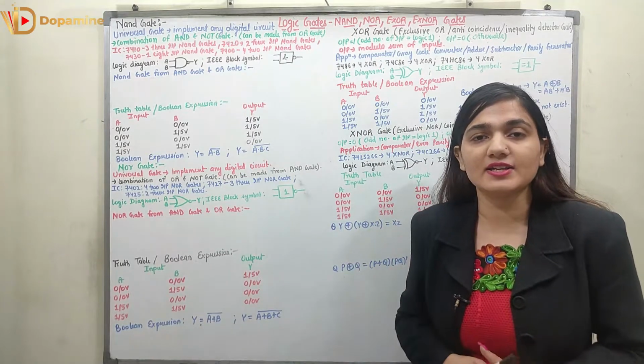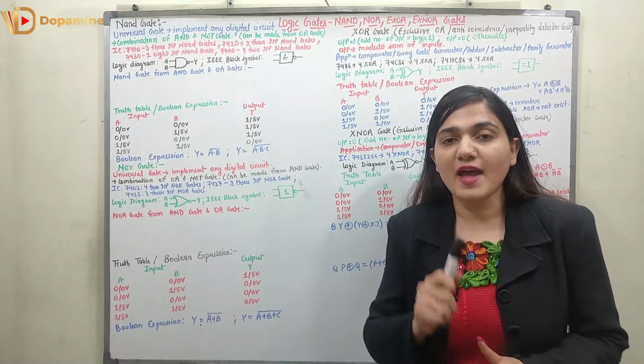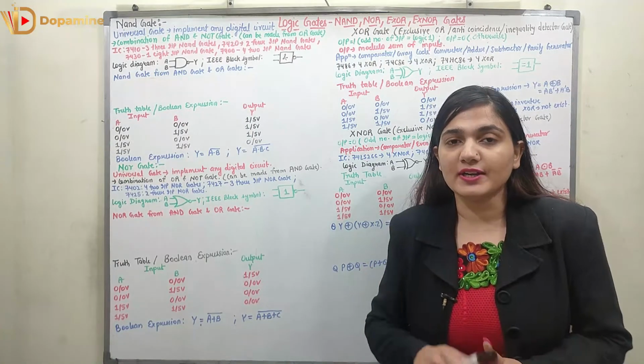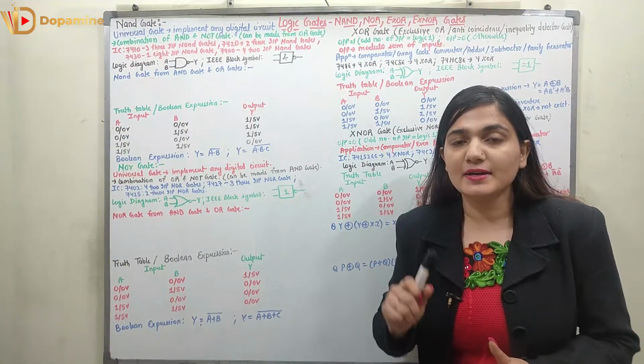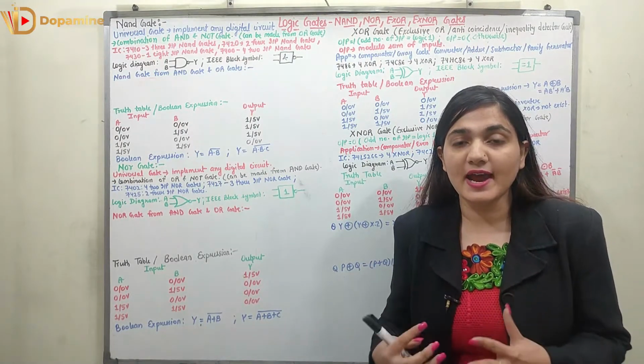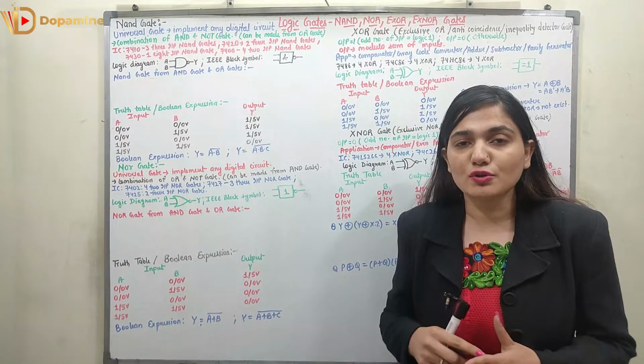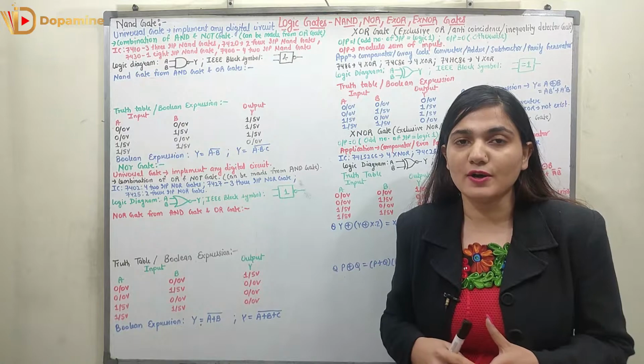So let's start our discussion with the NAND gate. What is a NAND gate? It is a combination of AND gate and NOT gate, right? When we combine the AND gate with the NOT gate, I will get the NAND gate. I can also make the NAND gate with the OR gate combinations as well, right? I'm going to show you how to make the NAND gate using OR gate, right?